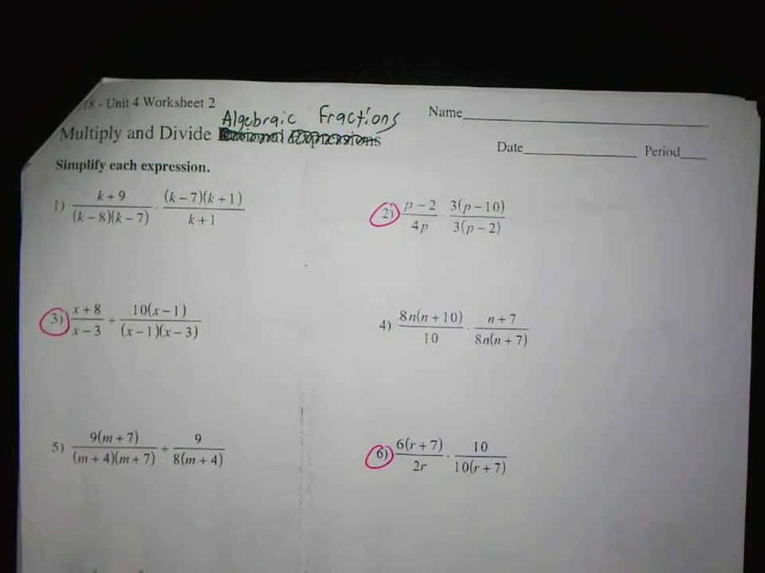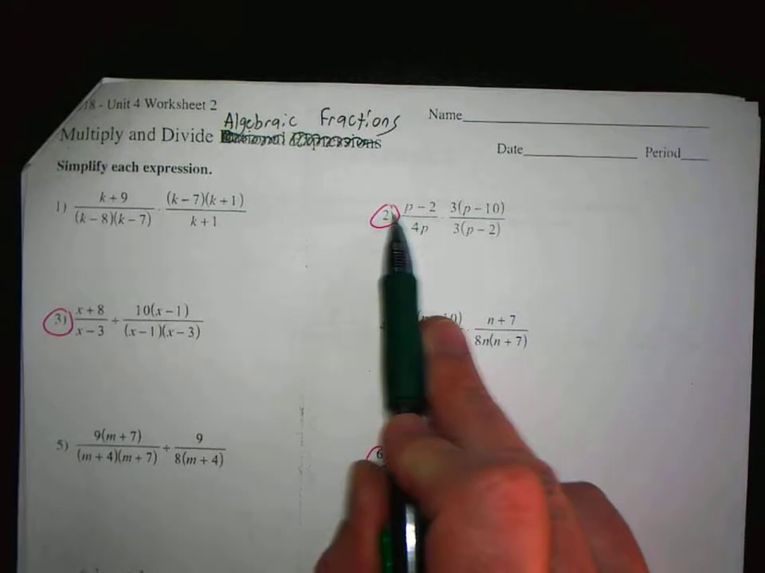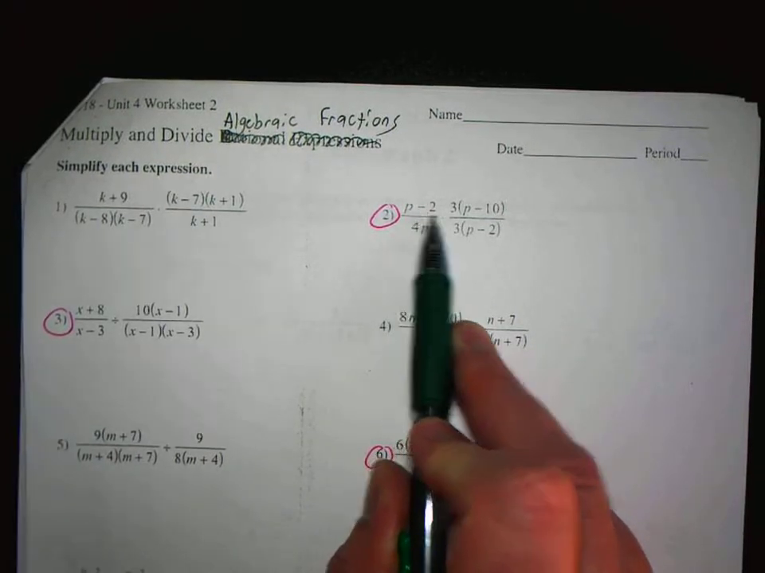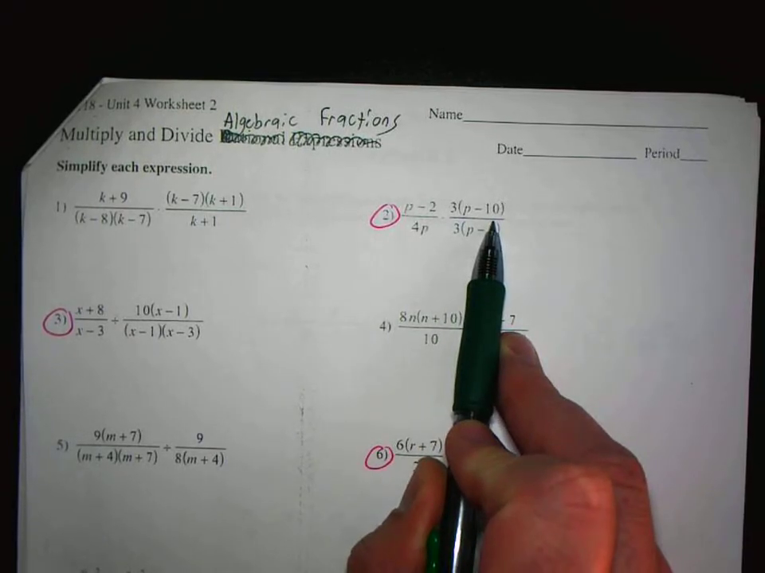So here we're going to multiply and divide algebraic fractions. They're just like numerical ones. Let's start off with number 2. What I usually do is I factor what I can. I'm looking at p minus 2, that's a linear factor, you can't break that down anymore. P minus 10 is a linear factor, you can't break that down anymore.